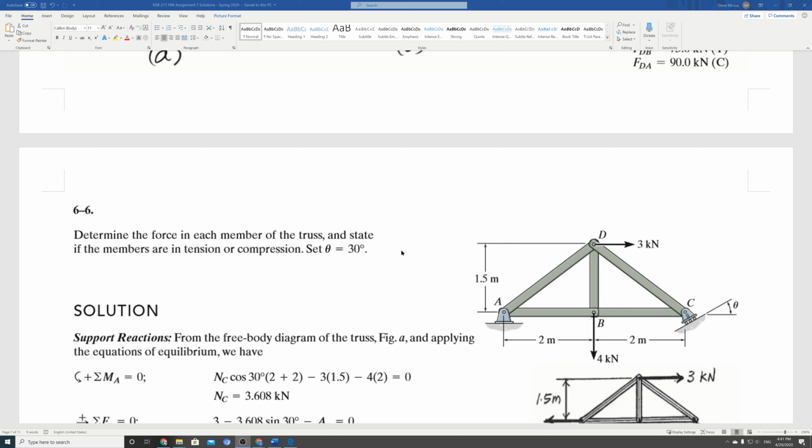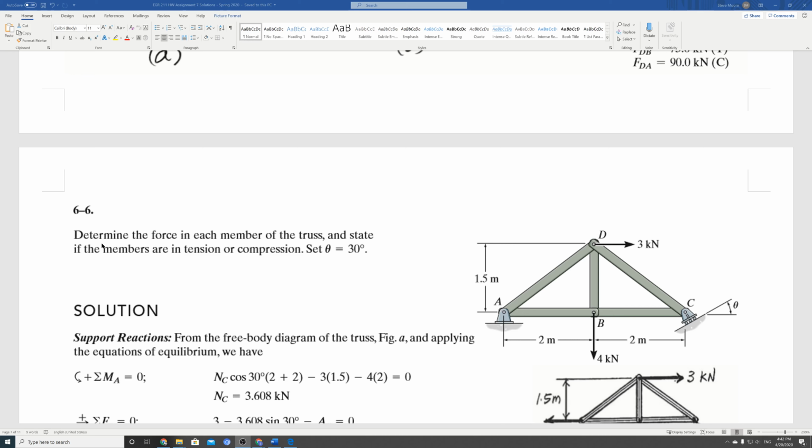And that's usually what you'll have to do, but not always. There are cases where you can solve it without going through and finding the reactions. You could actually find the forces along the members.